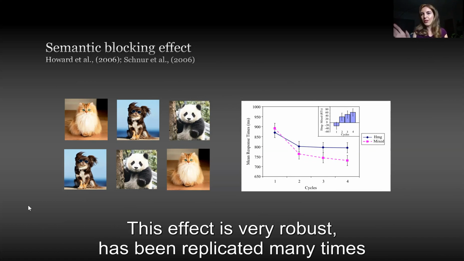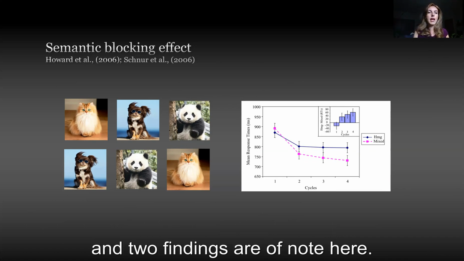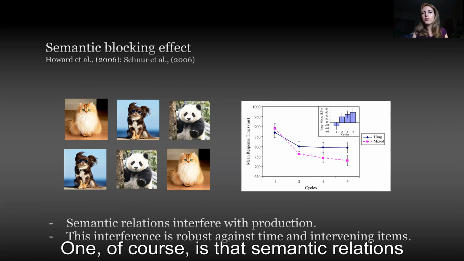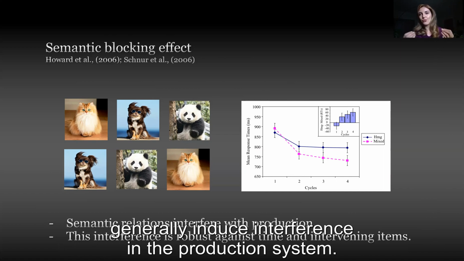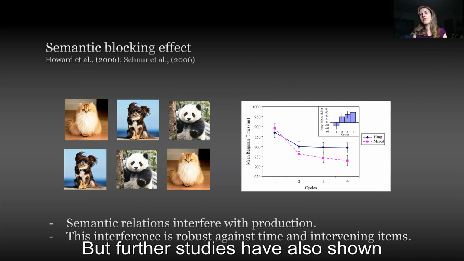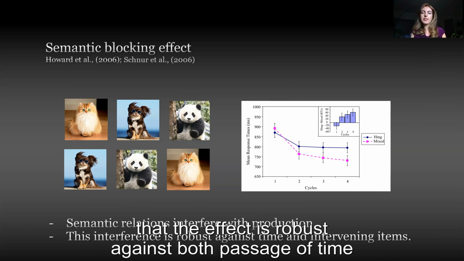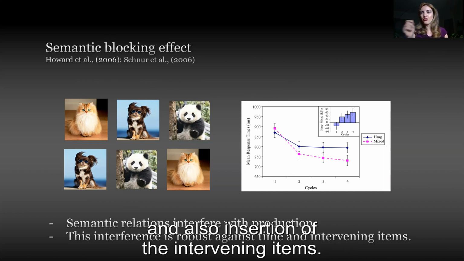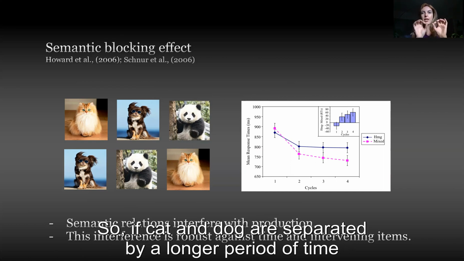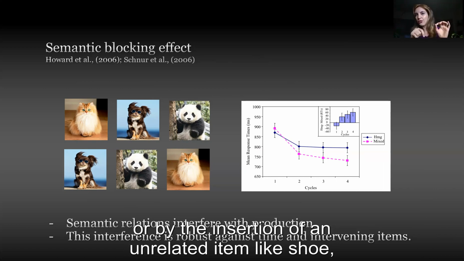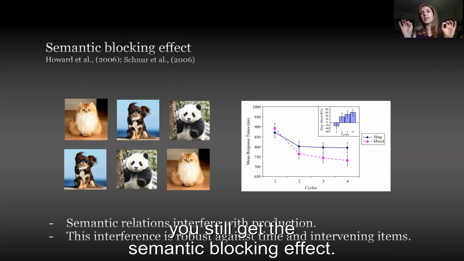This effect is very robust, has been replicated many times, and two findings are of note here. One, of course, is that semantic relations generally induce interference in the production system. But further studies have also shown that the effect is robust against both passage of time and also insertion of intervening items. So if cat and dog are separated by a longer period of time or by the insertion of an unrelated item like shoe, you still get the semantic blocking effect.